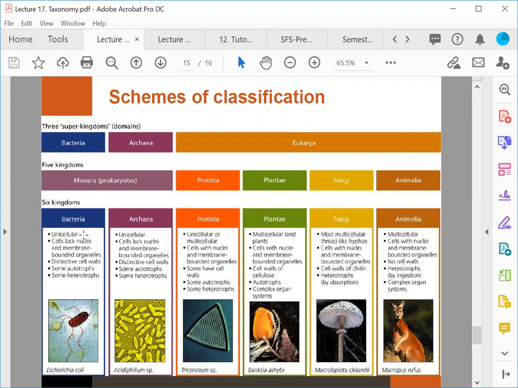So bacteria are unicellular. You know that their cells lack nuclei, and they lack all other membrane-bound organelles. They mostly have distinctive cell walls surrounding the plasma membrane. Some are autotrophs and some are heterotrophs. So let's just take a look at these 2 terms here. Can anyone tell me what we mean by autotrophs? Maybe students that have studied biology before may be familiar with these terms. Autotrophs, what are autotrophs?